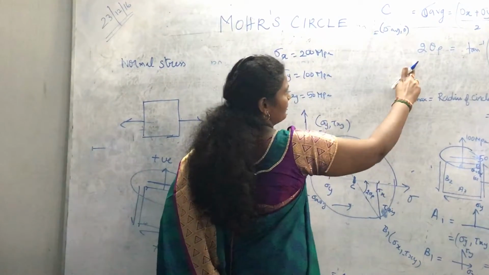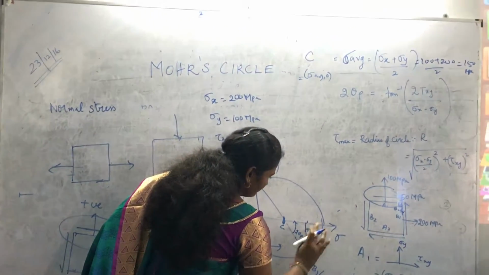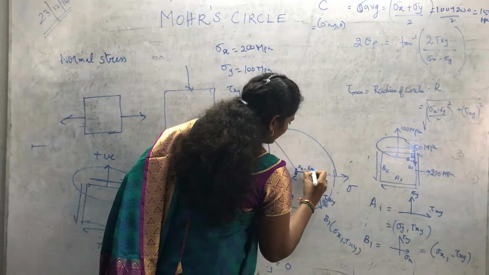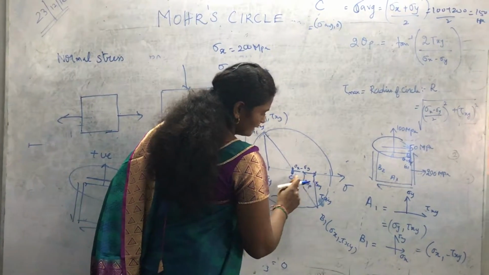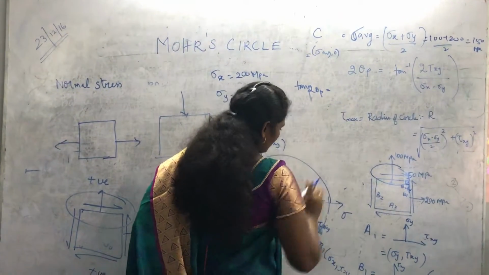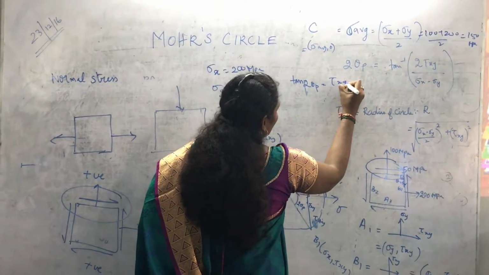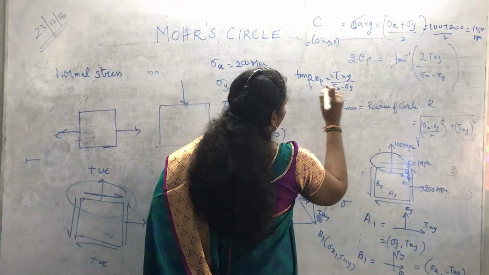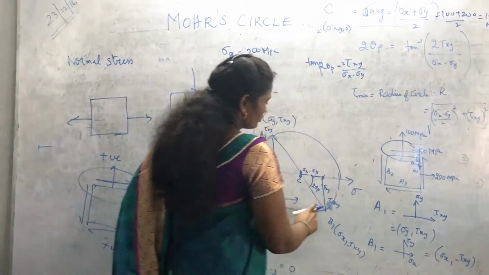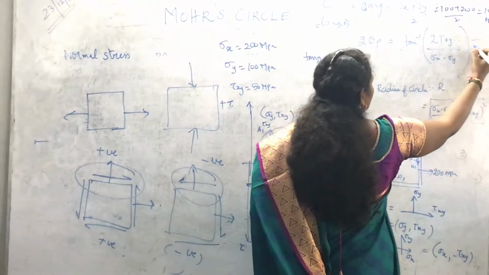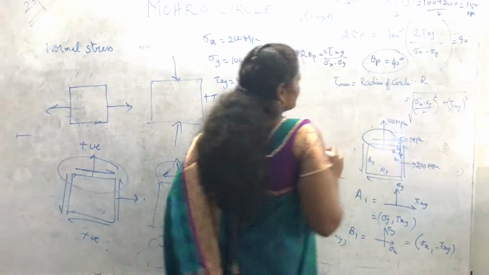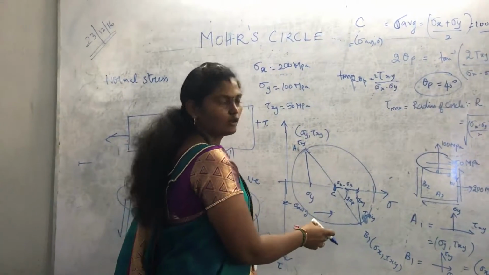To find out the 2 theta p, I have the formula. This is tau xy, this is tau xy, and this is sigma x minus sigma y. So tan 2 theta p is equal to opposite by adjacent, which is nothing but 2 tau xy divided by sigma x minus sigma y. So taking the tan inverse, 2 theta p is equal to tan inverse of 2 tau xy by sigma x minus sigma y. Here it is 0, so tan inverse of 0 gives 90 degrees. So theta p is equal to 45 degrees. Like this, at each point we can find the theta angle.